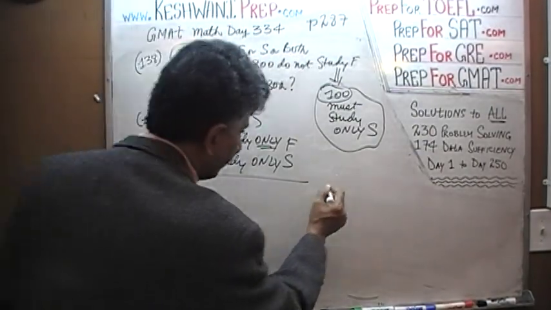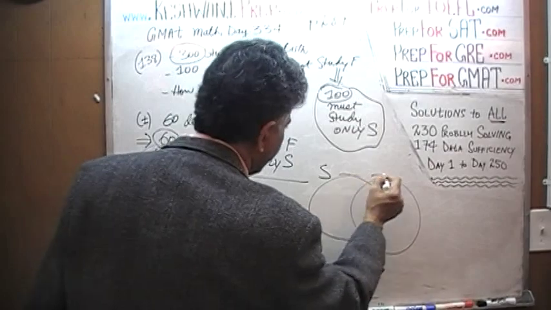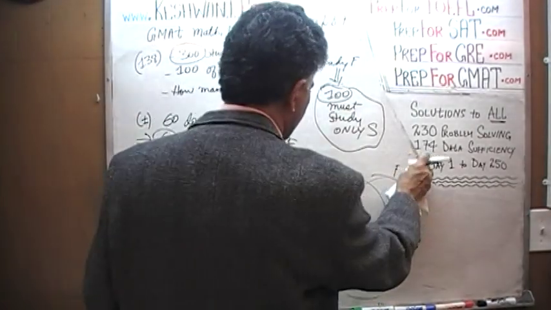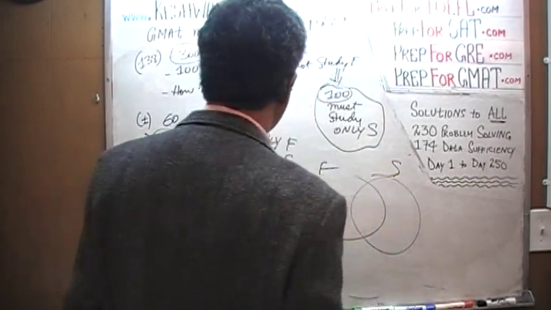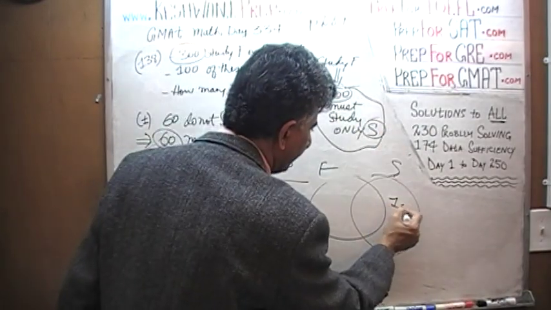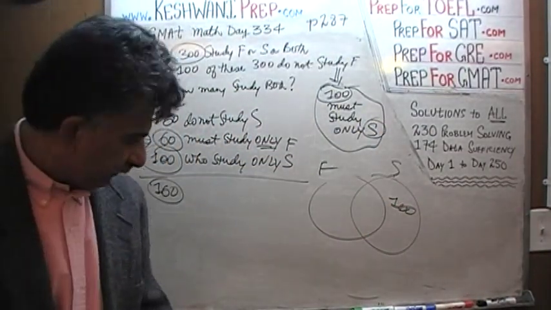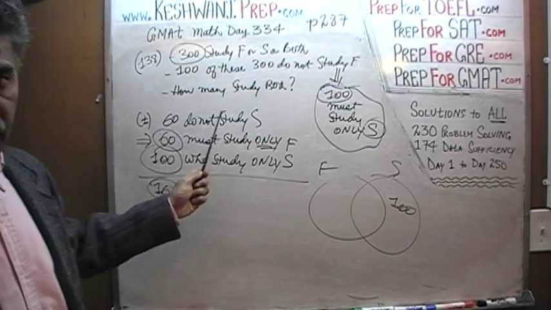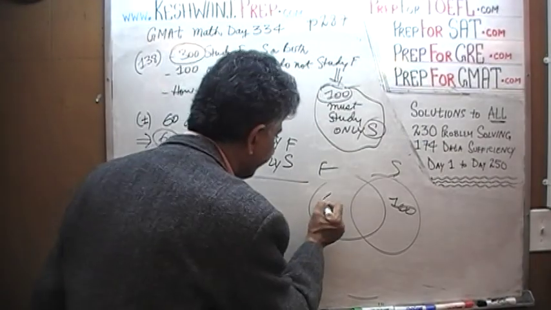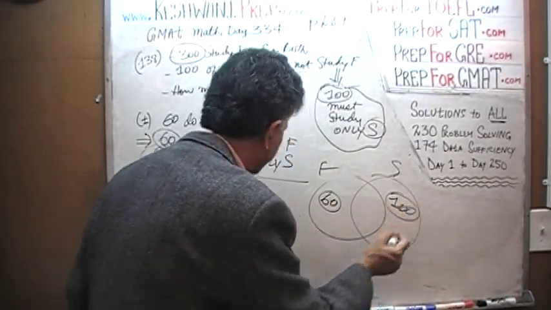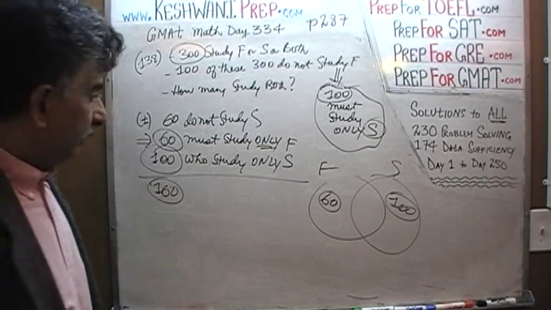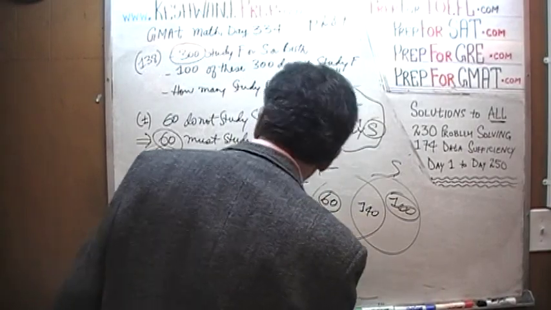So the situation that we have is this here. If we put here French and Spanish, in alphabetical order, then we know that 100 of them must study only Spanish. So that 100 is here. They further tell us that 60 of them do not study Spanish. Well, if 60 of them do not study Spanish, they must study only French. That 60 goes here. So this 60 plus this 100 is only 160. There are 300 total kids. The other 140 must be the ones who study both.